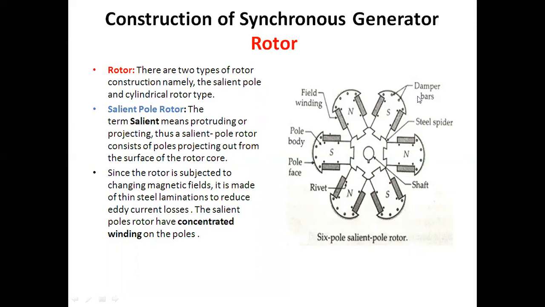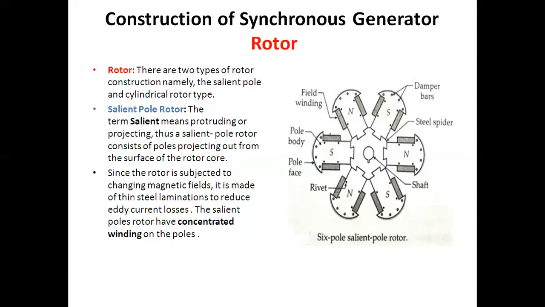Here we see the damper bars, steel spiders, shaft, rivet, pole face, pole body, and the field winding. So first we will start with the salient pole rotor.